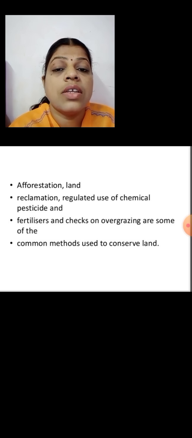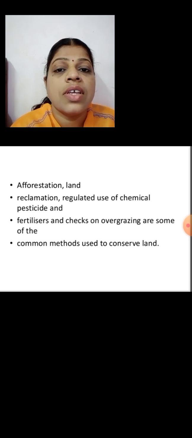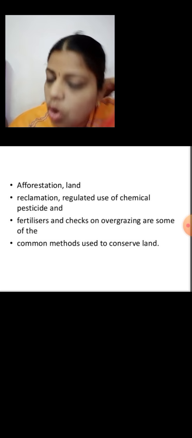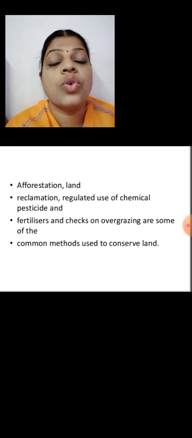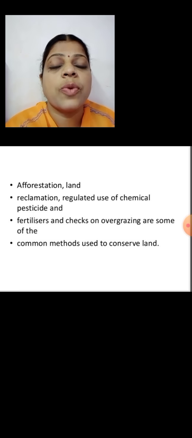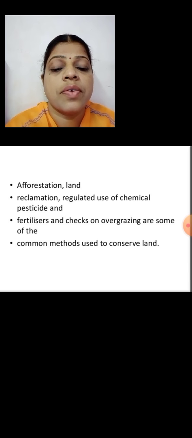And put in control over overgrazing. We know that feeding the cattle is actually overgrazing. So we have to control this process of overgrazing. So these are the common methods used to conserve the land.